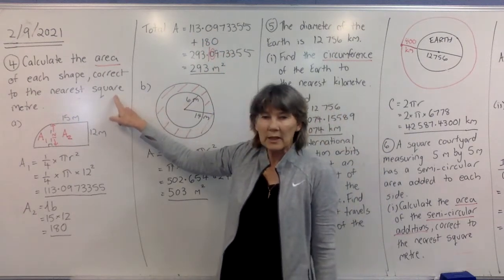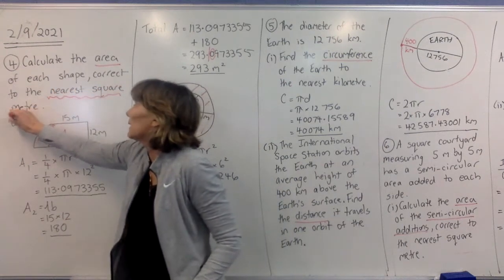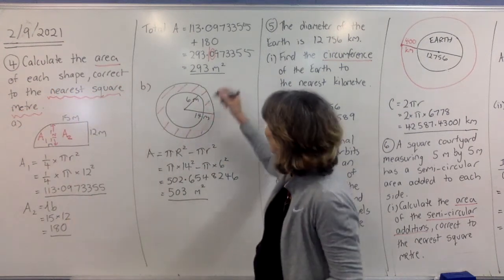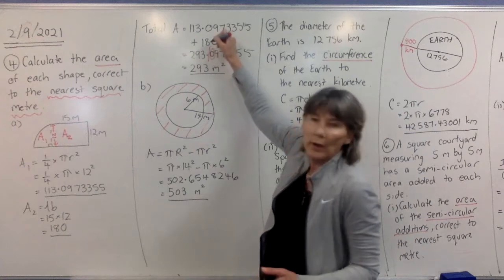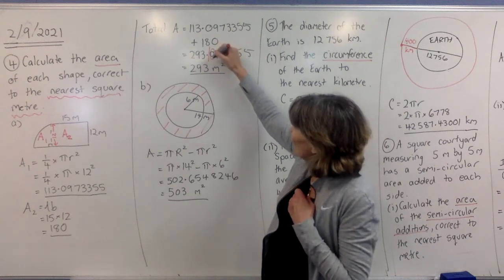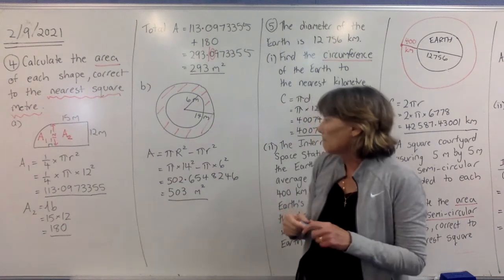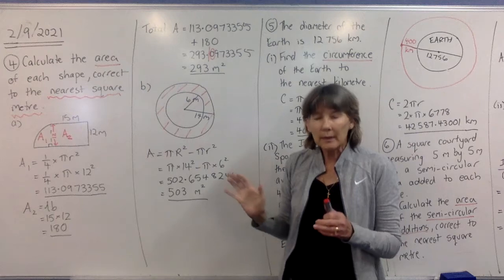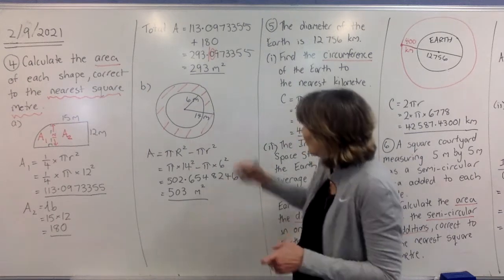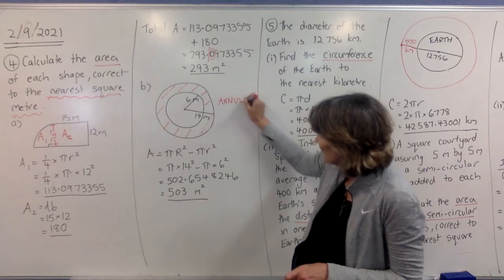And now we're going to the nearest square metre. Nearest square metre means the nearest whole number of square metres. So we're going to draw our line for rounding after the whole number. That's less than 5, so that's going to stay as a 3. So 293 metres squared.